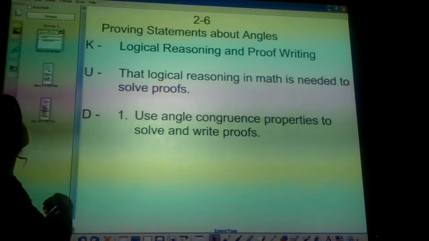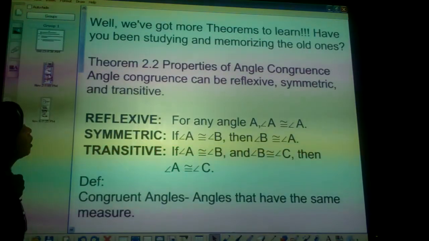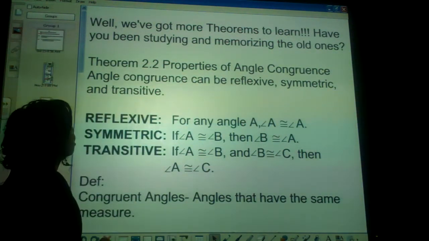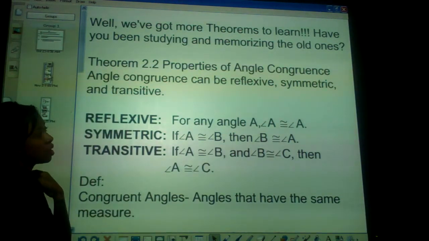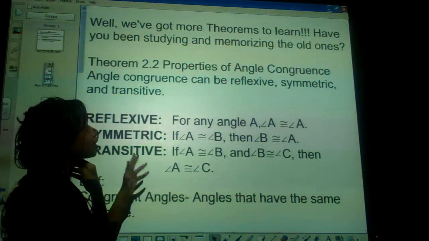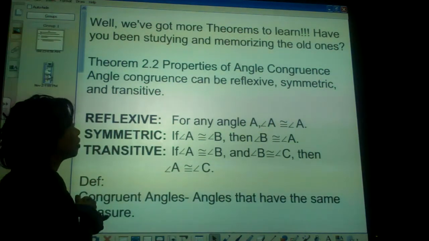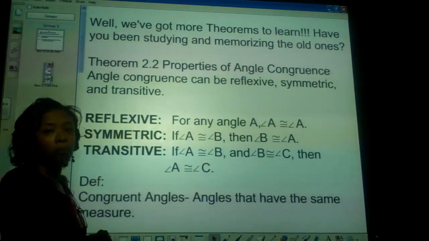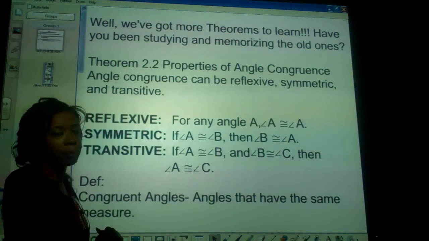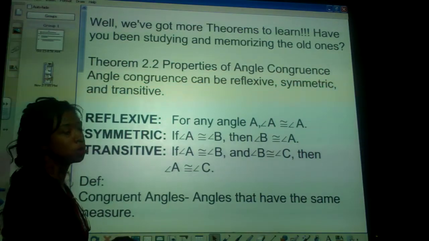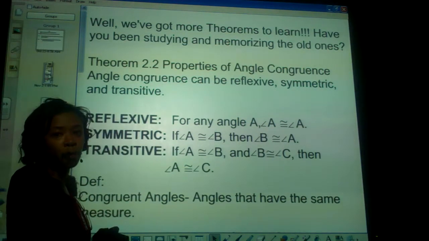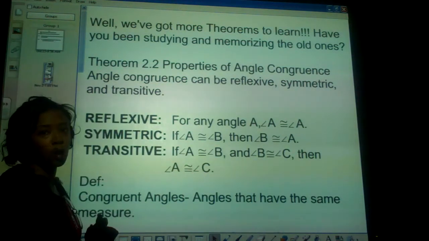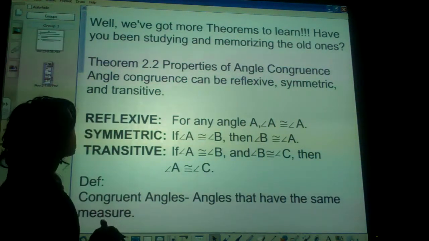Please copy your notes. In this particular area, we still got a whole lot more theorems that we need to learn. And the question is, have you been studying and memorizing the old ones? You need to make sure that you're doing that. Just a reminder, all the lessons that we've been doing are coming straight out of your geometry textbook. So please make sure you refer to your textbook. These are the notes from your books, from all the chapters, chapters 1 and 2. So refer to your notebook. Also take notes there as we go through the lessons.